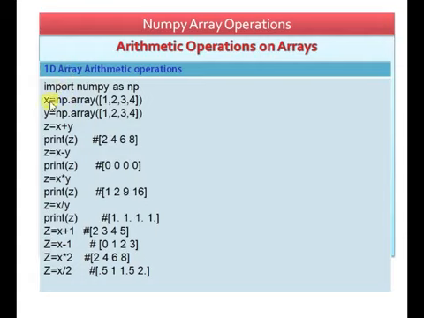First, on 1D array. In the code on the screen, x is equal to np.array 1 2 3 4. A NumPy array x has been created with the list values 1 2 3 4. Likewise, y has been created.